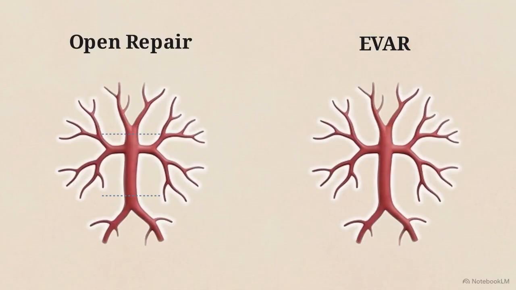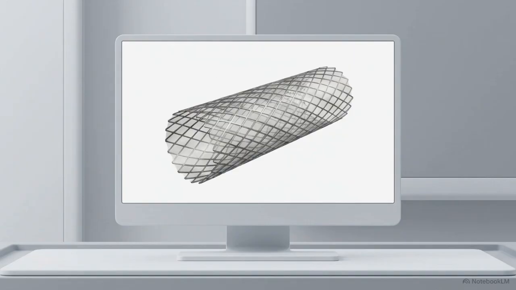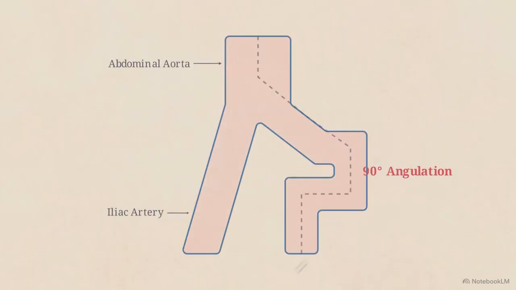Open repair replaces the diseased segment entirely with a synthetic Dacron or PTFE tube. Endovascular aneurysm repair, or EVAR, leaves the weakened wall in place and deploys a stent graft internally through the iliac arteries. EVAR reduces operative trauma, but it requires highly specific anatomy. Difficult aortic access or severe angulation of the iliac arteries physically precludes the passage of the stent.